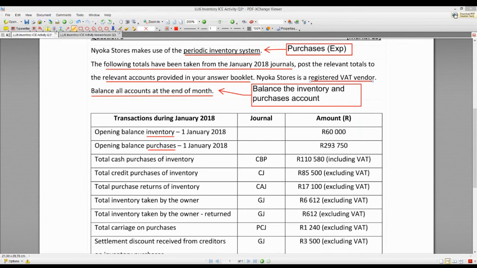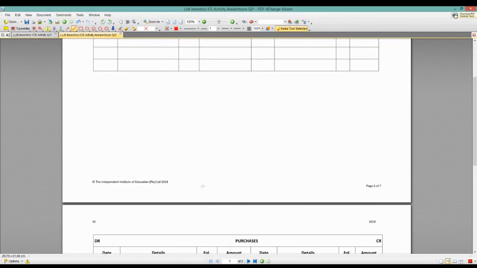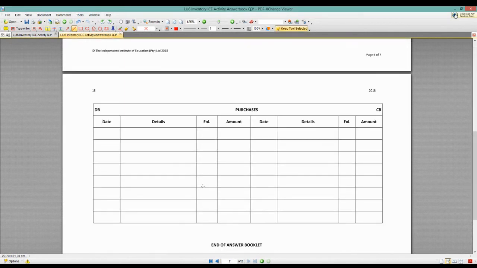Okay, so what we're going to do now is first go through the information, see what information they have provided to us, and then we are going to complete the ledger accounts that they have provided. So with the first information they've provided, if we go to the answer booklet, they've given you the inventory account and the purchases account.